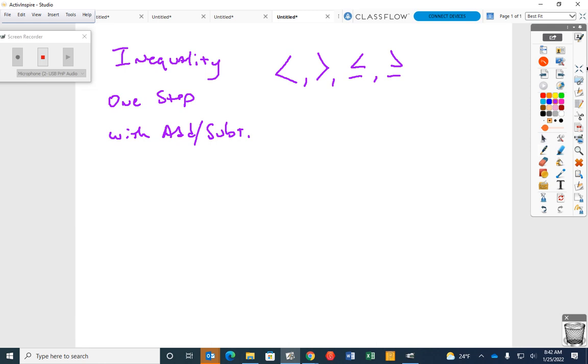One-step inequalities. The first thing that we're going to learn how to do, before we even worry about one step, is how to graph. So when you're graphing an inequality on a number line.